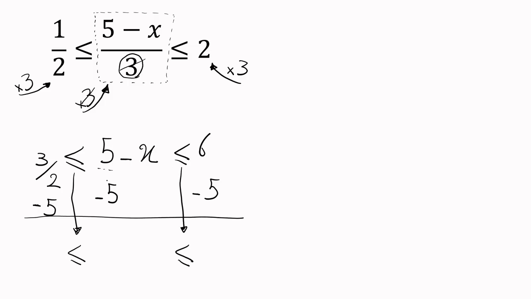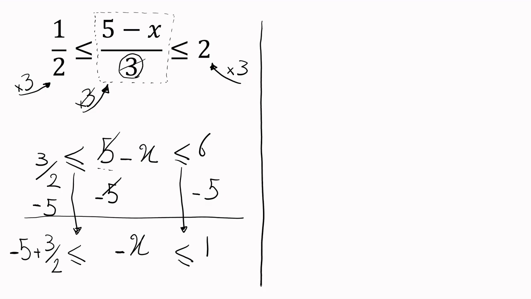In the middle one, these two are going to cancel each other out. So in the middle, I'm going to have minus x. And in the left side, I'm going to have minus 5 plus 3 over 2. And on the right side, I'm going to have 6 minus 5, which is going to be 1. Okay, I'm going to write the rest here. I'm going to draw the line to separate that part.